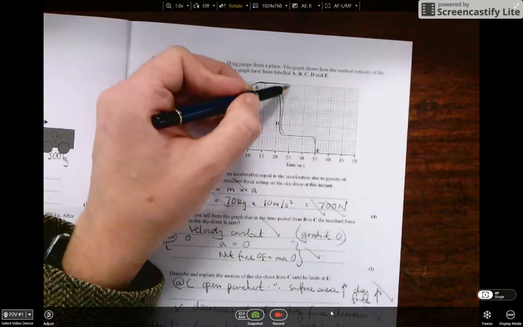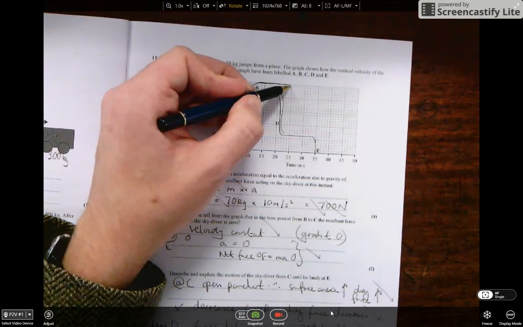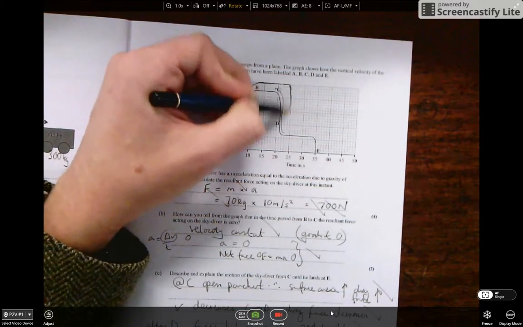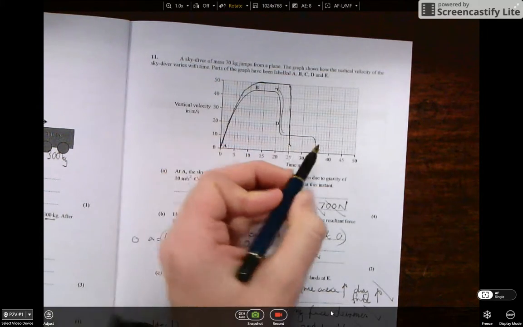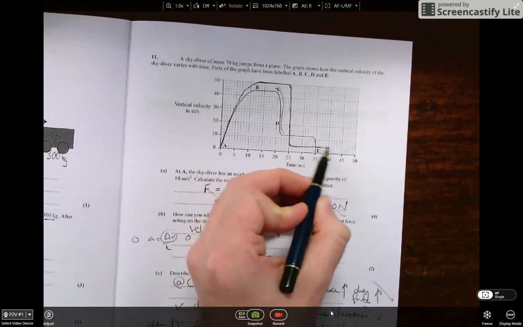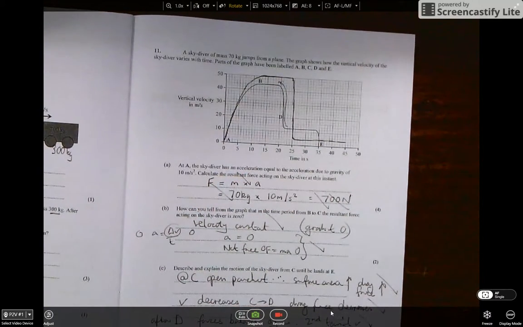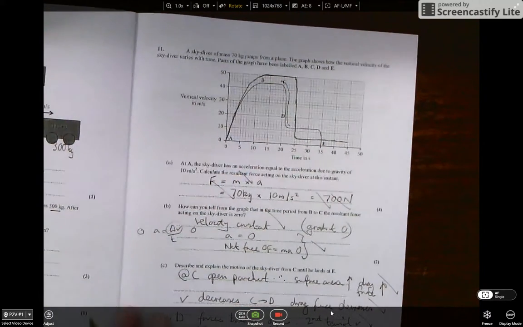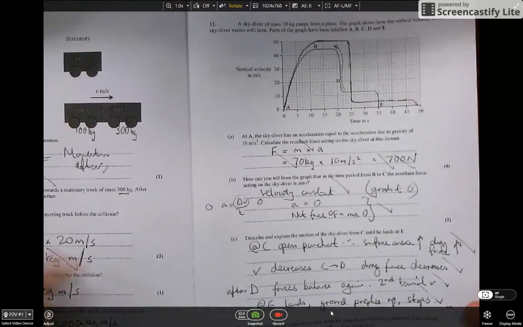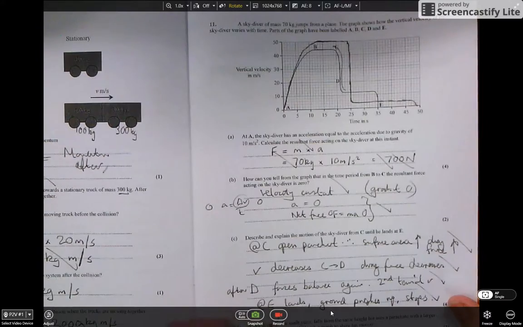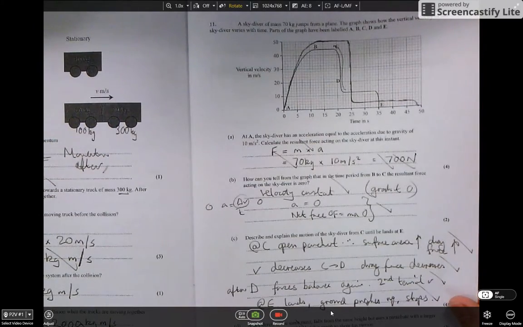Then presumably he's got a larger deceleration, so that's going to be steeper there, and then he's going to end up with a lower velocity at the end. So that's his motion. 1 mark for the steeper deceleration after point C, and 1 mark for the lower velocity.